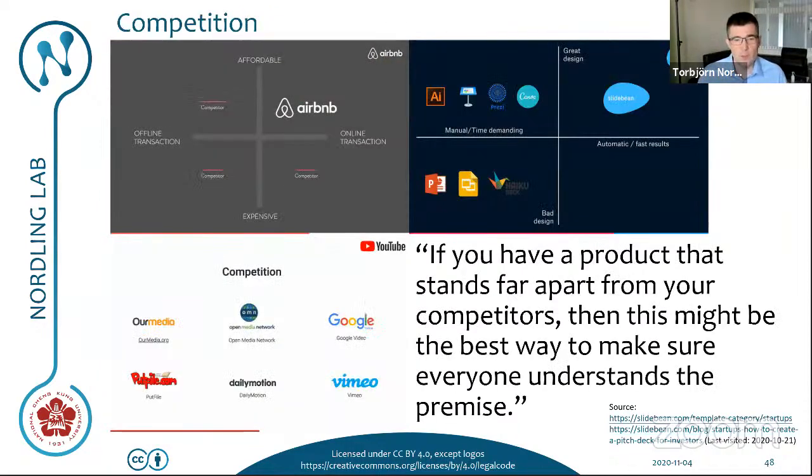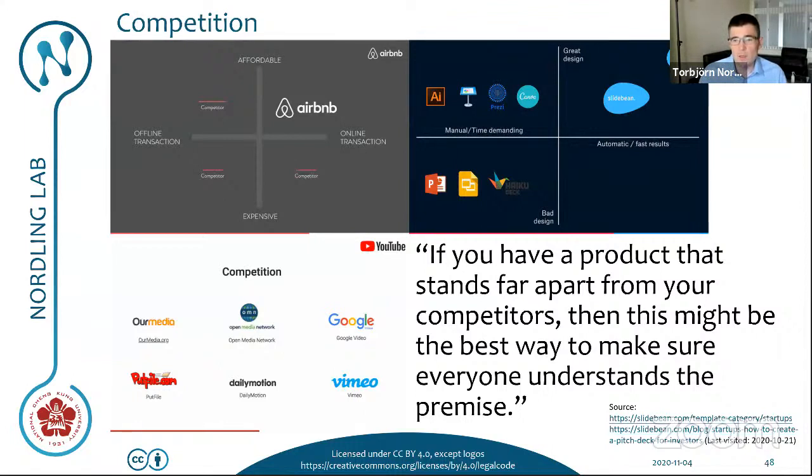Now, over to competition. So if you have a product that stands far apart from your competitors, then this might be the best way to make sure everyone understands the premise, according to Kawasaki. What kind of premise? If you can illustrate this in some type of a map, where you pick the main characteristics where you stand out. Like for example, here for Airbnb, they have chosen price and how the transaction is done as their metric. And there they are both affordable and the transaction is done online, which makes it convenient. And this is compared to all the competitors, which are hotels and different booking agencies for hotels in particular.